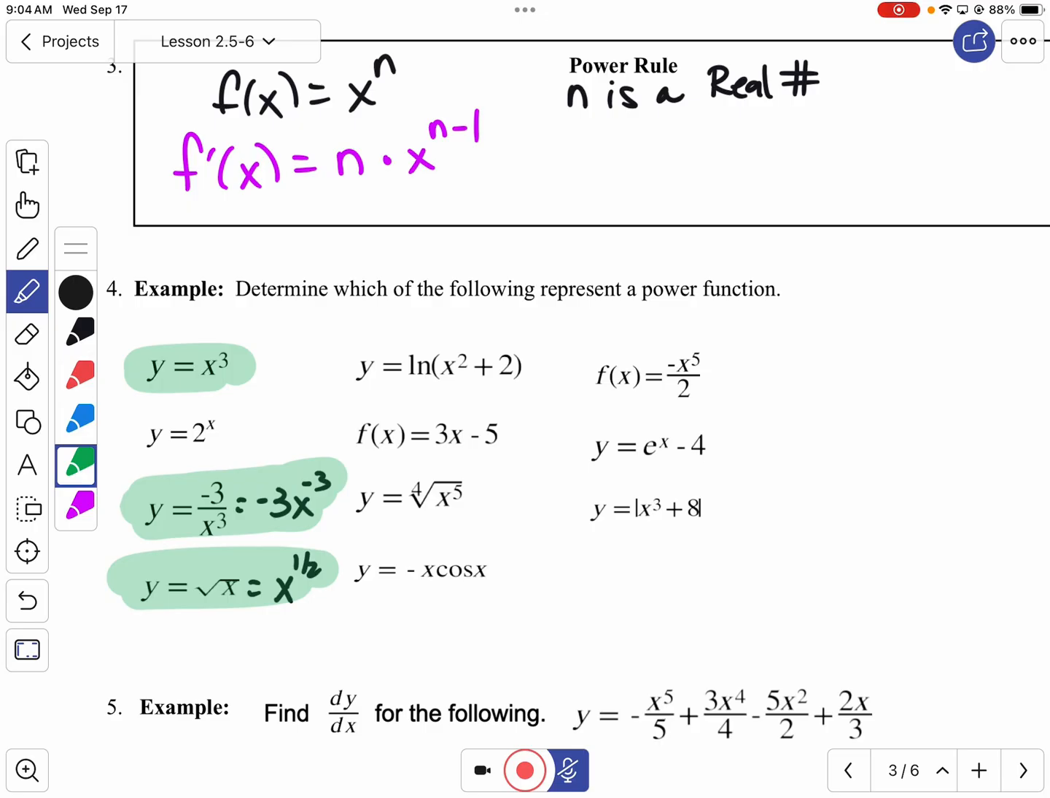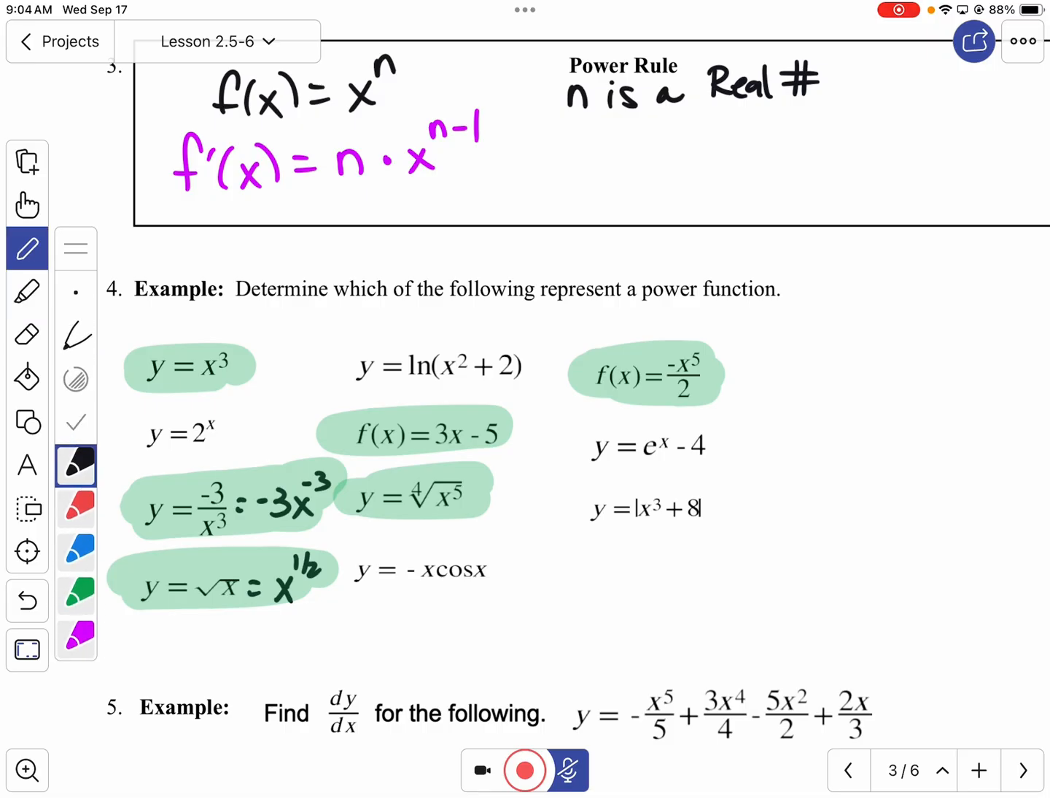Looks like that one went out. All right, what do y'all think? Which other ones are power functions? 3x minus 5, good job. Anything else? I would say the 4th root of x to the 5th. Yep, that one works. That's a power function. Anything else? Yeah, negative x to the 5th over 2.